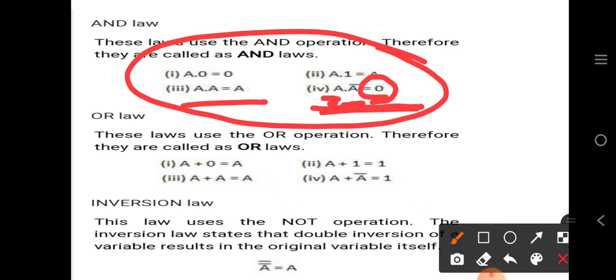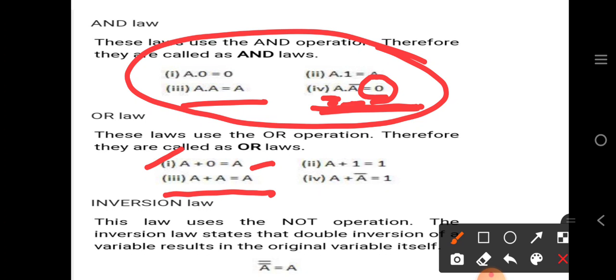Now we will see the OR laws. These laws use the OR operation, therefore they are called OR laws. Here also there are four laws. The first one is A plus 0 is A. You know that any number, if you add 0 to it, gives the number itself. So similarly in this case also, A plus 0 is A.